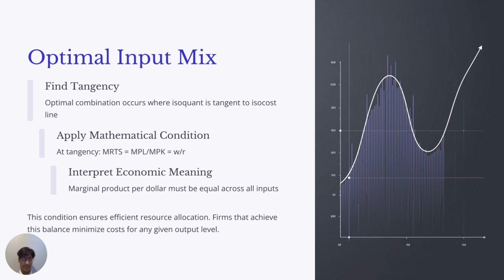Optimal input mix: the tangency condition. The optimal input mix, the combination that produces a given output at the lowest cost, occurs where an isoquant is tangent to an isocost line. At this point, the slope of the isoquant, which is the marginal rate of technical substitution, equals the slope of the isocost line, which is the input price ratio.